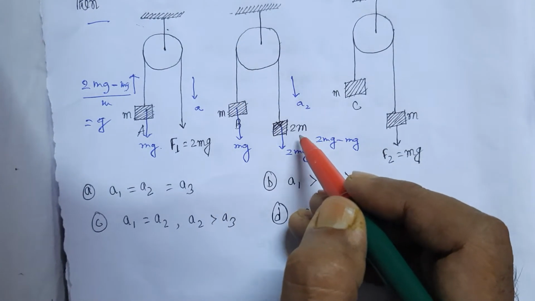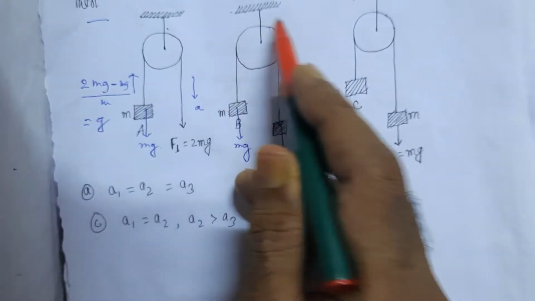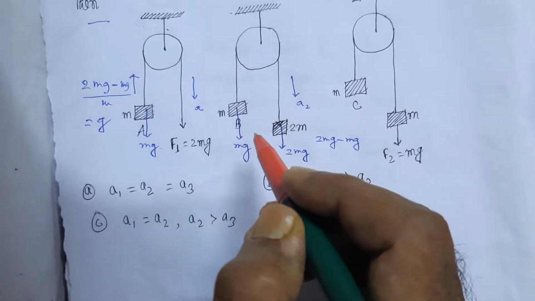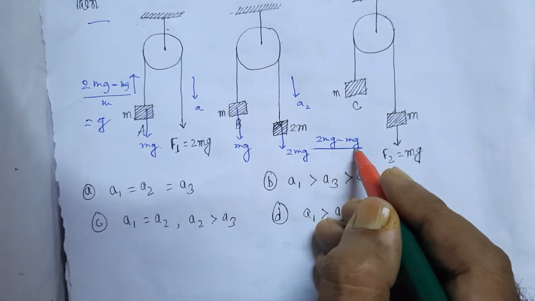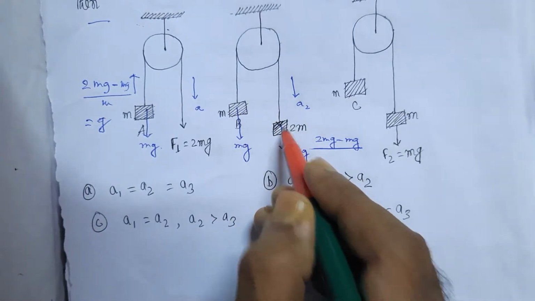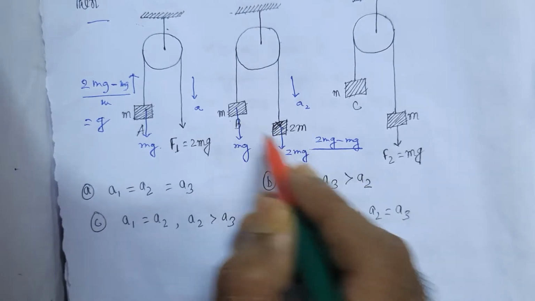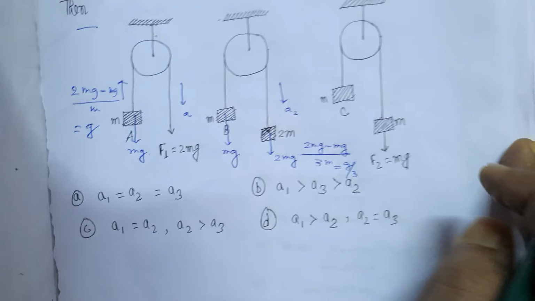So twice mg force is acting in the downward direction. Mg is acting here against the direction of motion. That is why the resultant force is twice mg minus mg divided by the whole mass of the system, that is m plus twice m, that is thrice m, that is equal to g by 3.